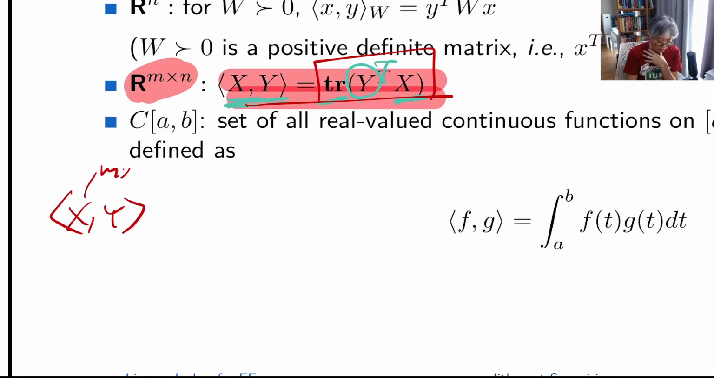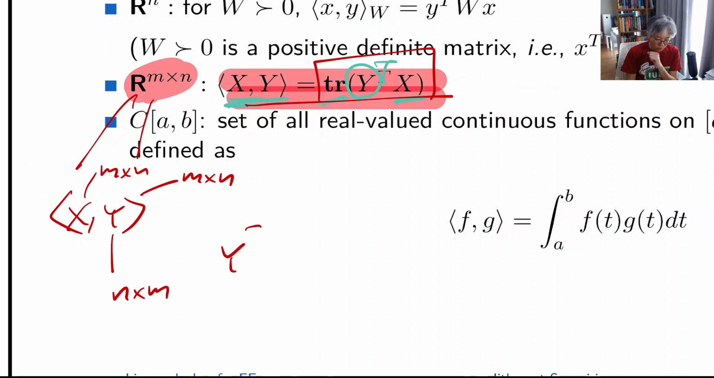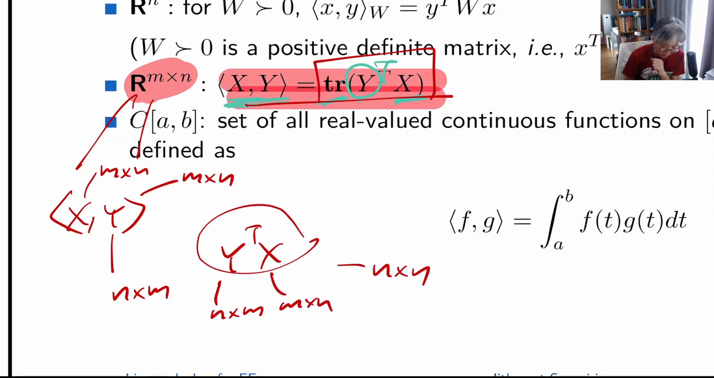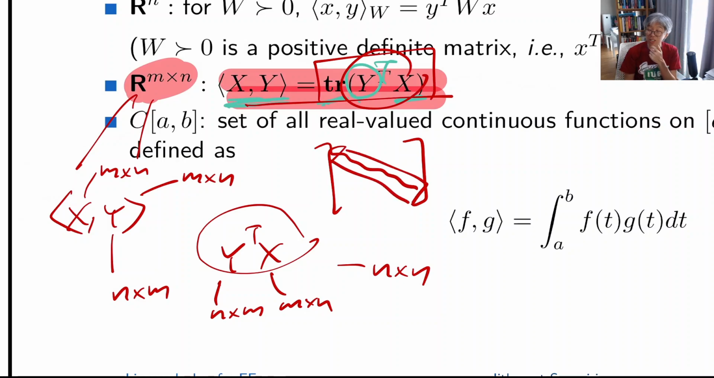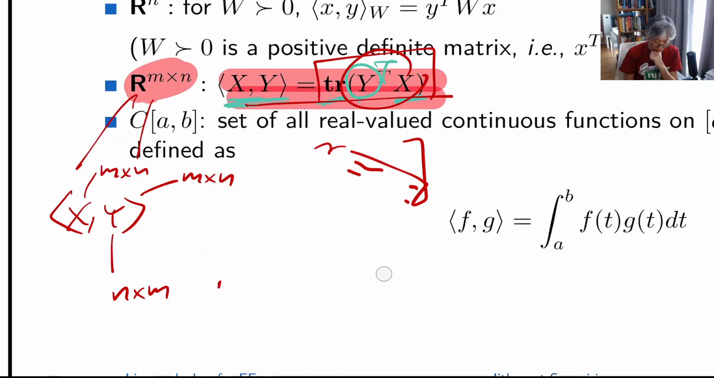Suppose x is m by n and y is also m by n, right? Because they both have to be taken from the same vector space. So y transpose is going to be n by m, right? So y transpose x is going to be n by m times m by n, and the result is n by n. So the matrix you see here turns out to be square. And then you take the trace, which is the sum of the diagonal terms.